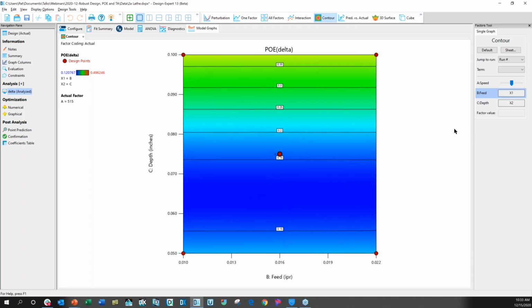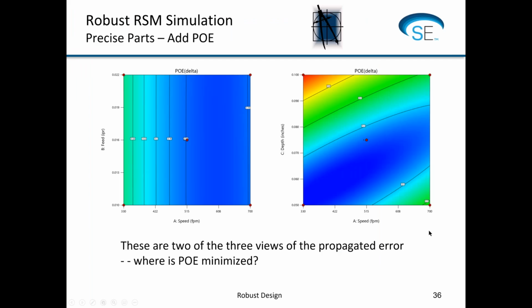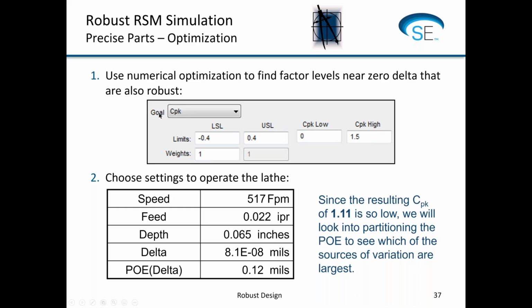So you can see there's definitely areas where the propagated error is lower than it is in other areas. And so what we'd like to know is, is there an intersection where the propagated error is low and we still get a target of 0? So how can we do that? Okay, so there's our propagated error plots. We can go do the optimization, and what we could do is say, well, I know what the specs are. The specs for this part were nominal plus or minus 0.4 mils. So I could go in there and say, I'm going to look for where the Cpk, remember Cpk is just a measurement of how far you are from the closest specification in number of standard deviations.